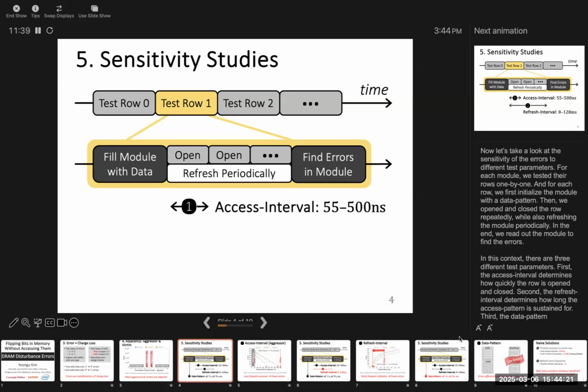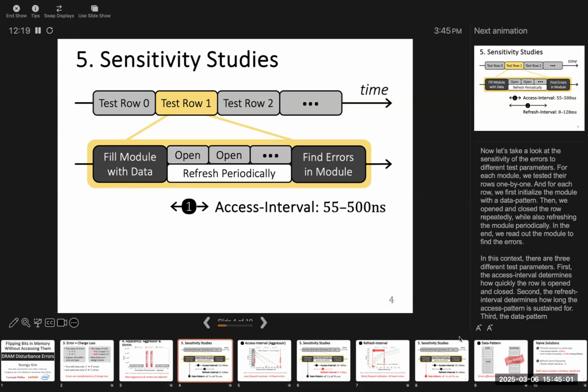Okay, so now they are going to perform the sensitivity study. There are 3 parameters for which they want to perform the sensitivity study. One is access interval. Remember we talked about the word line. If you have an array of cells, and you have this word line signal, if you activate it, all the data of the whole row will become available in the row buffer, right? Remember from the previous lecture.